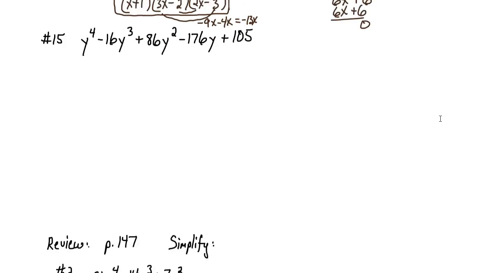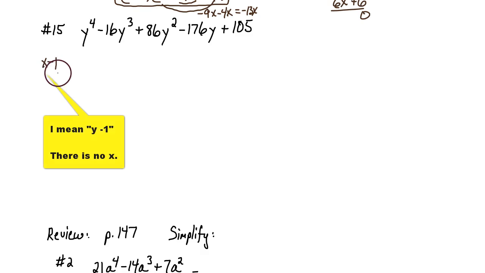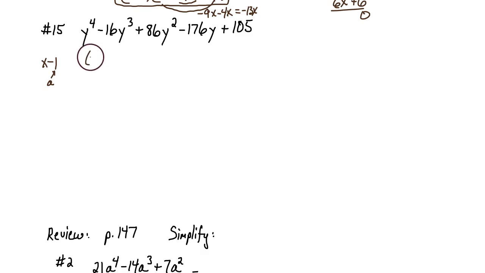Number 15, let's use a similar approach, but we see that our original polynomial is even larger with a higher degree. Let's use the factor theorem to get us a linear factor. Maybe it's x minus 1. If it is, then the value of a is 1. Let's see what happens when we substitute in a 1. We're hoping to get lucky and that this works on our first try.